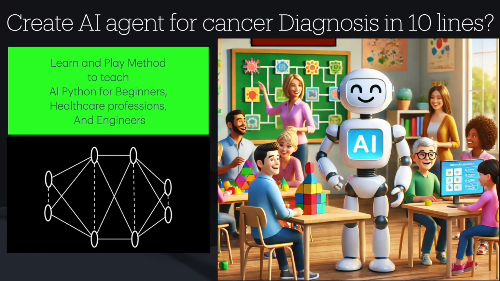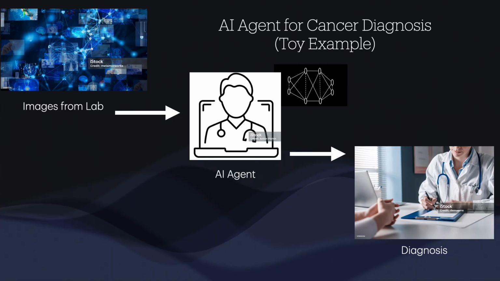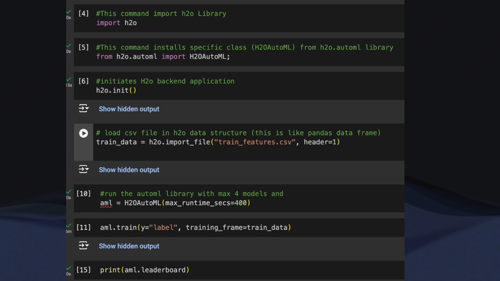Do you want to create an AI agent for cancer diagnosis in just 10 lines? We'll use the learn and play method to teach AI Python for beginners, healthcare professionals, and engineers. We are going to build a toy example of an AI agent for cancer diagnosis. The AI agent is going to get images from the lab and diagnose the cancer. I'm going to share the link of my Jupyter Notebook and how to run that notebook without any hassles.